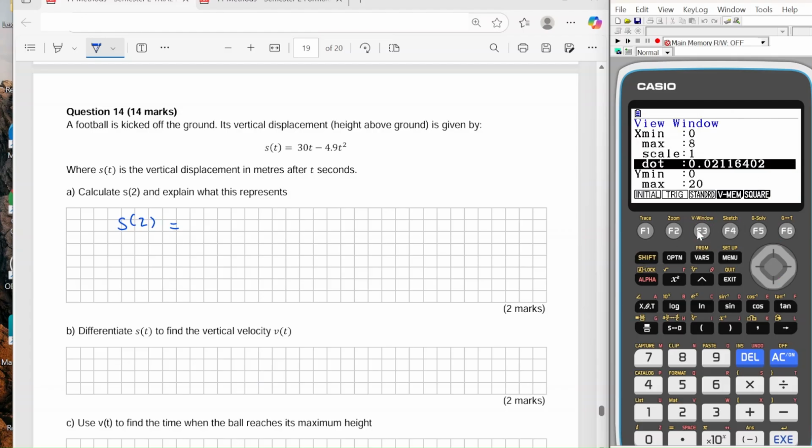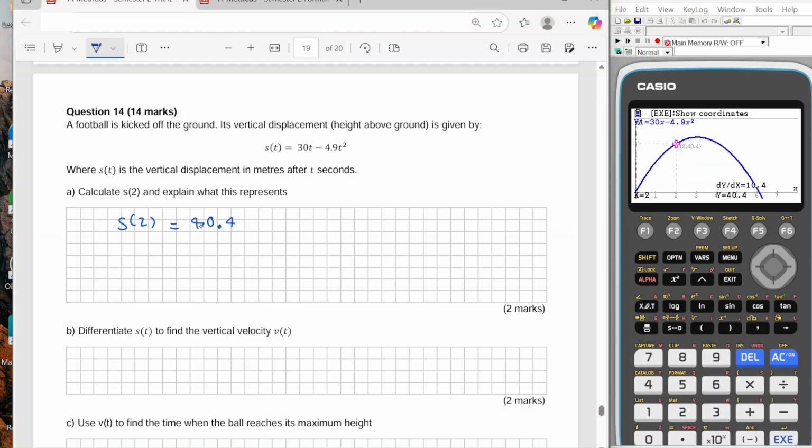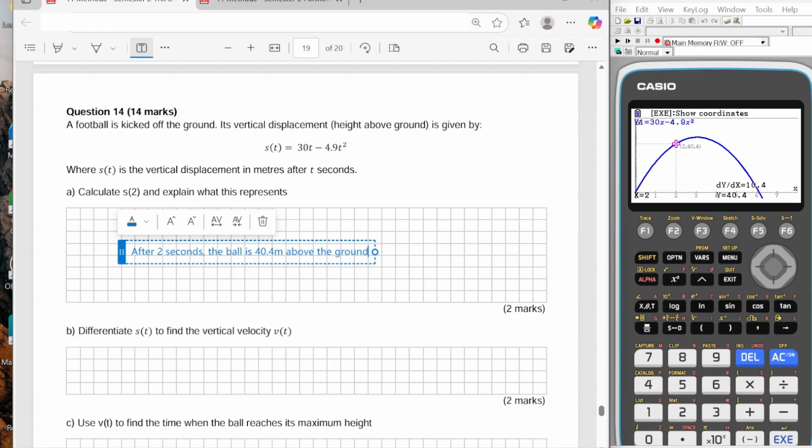Y needs to come up a bit, so maybe 0 to 40, and I might actually look at some negatives for Y as well. The ball will not fall underneath the ground, but just so we can get an idea of where these x-intercepts are. More Y would be good, so maybe let's go up to 60. There we go. Trace to enter 40.4 meters. So 2 seconds since the kick.